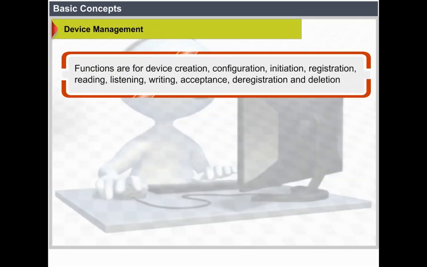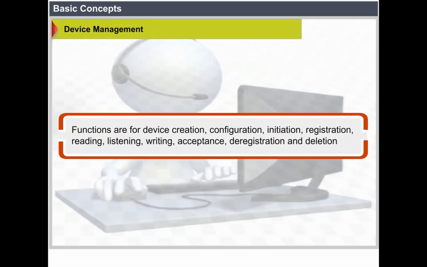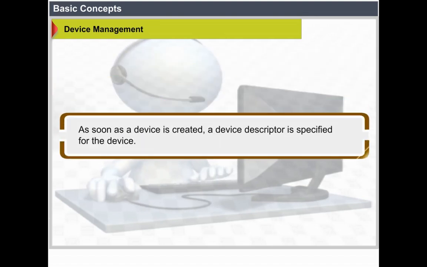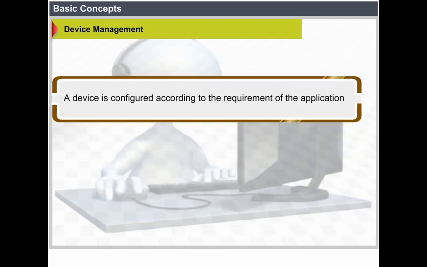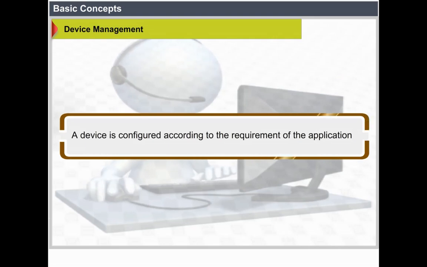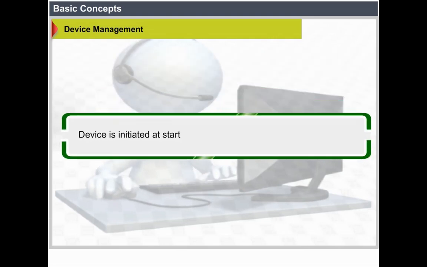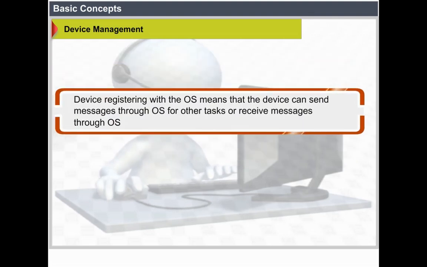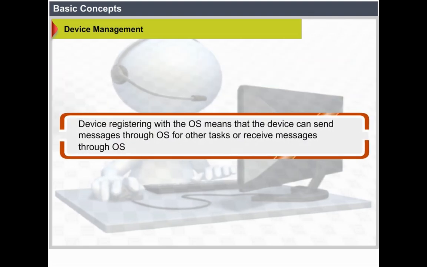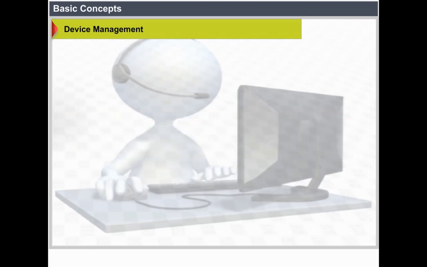Device management. Functions are for device creation, configuration, initiation, registration, reading, listening, writing, acceptance, deregistration, and deletion. Once a device is created, a device descriptor is specified for the device. A device is configured as per application requirement. Device is initiated at start. Device registering with the OS means that the device can send messages through OS for other tasks or receive messages through OS.